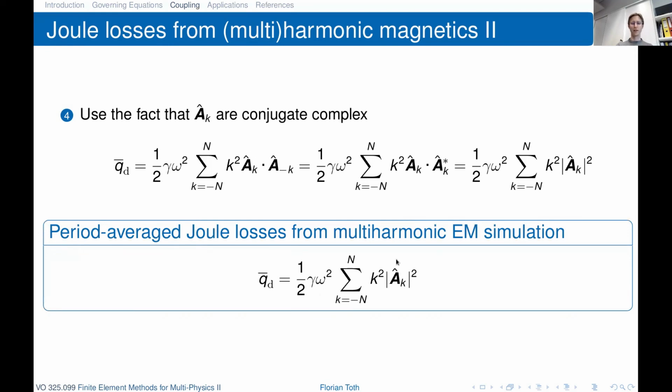Of course, the harmonic solution with a single harmonic, so the standard steady state frequency domain solution, is a special case of this expression with only a single harmonic.